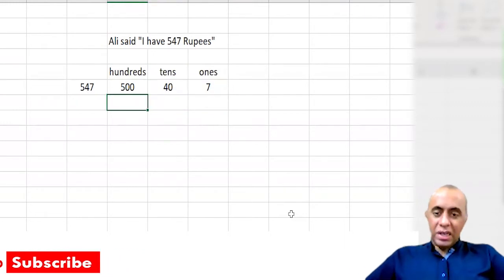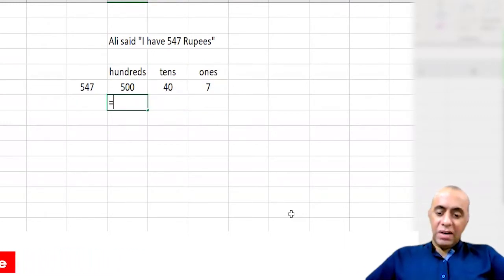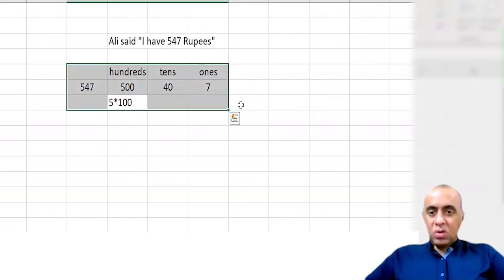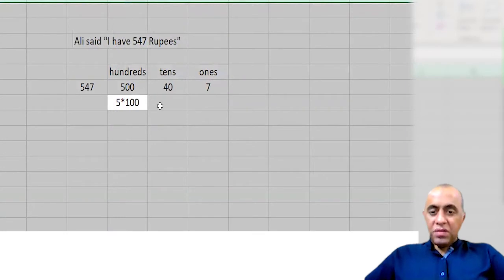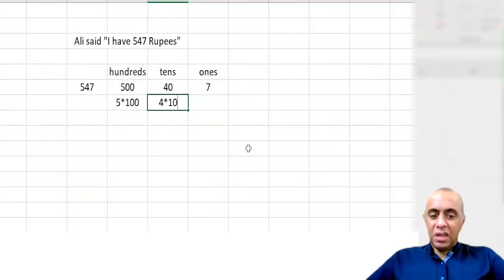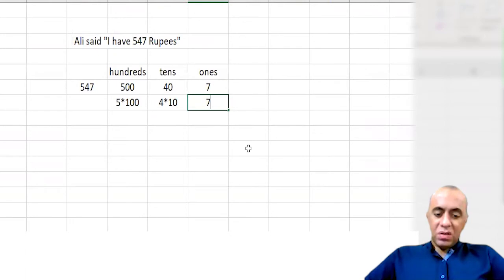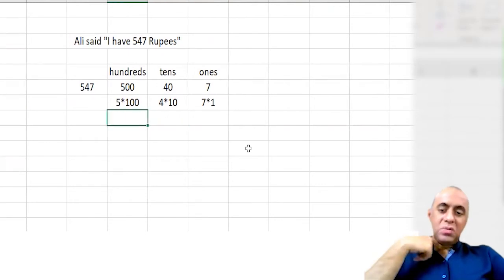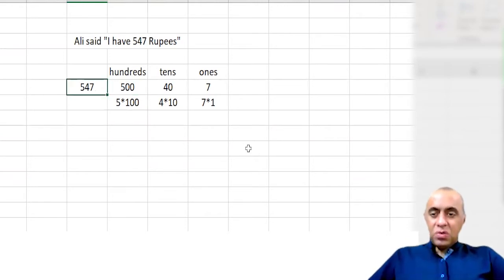And what if I tell you that he could also have 5 notes of 100 each? And I have to write it down like this. What if I told you he had 4 notes of 10 each? And what if I told you that he had 7 coins of 1 each, right? So you would say, yes, of course, this is a possibility. It could happen. It actually happens a lot of times. So we're talking about the same number, 547, right?